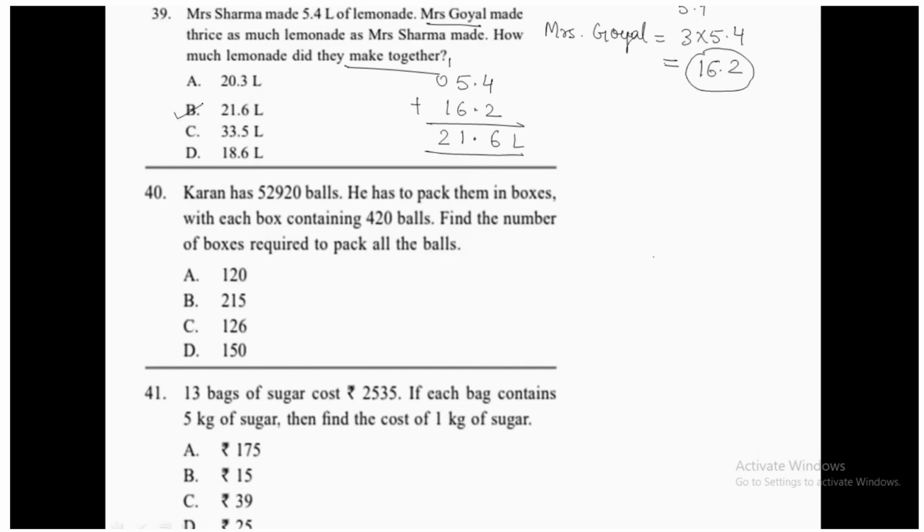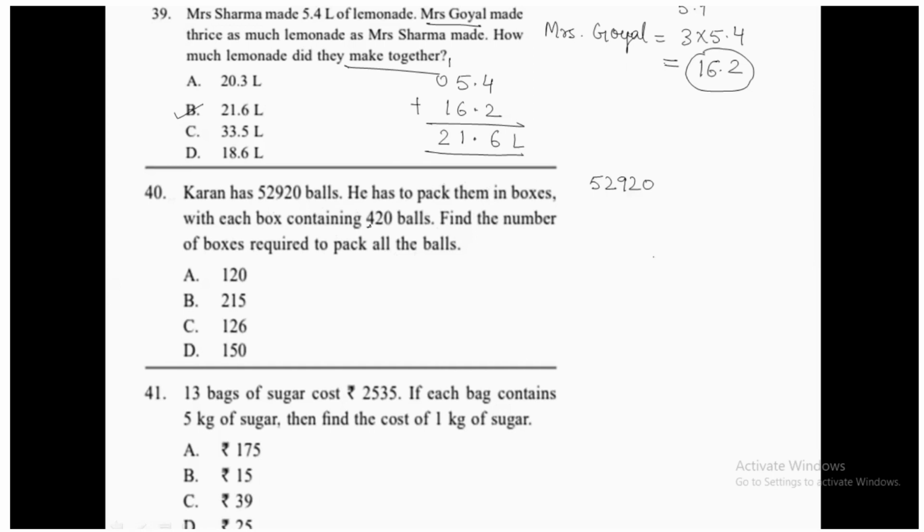Now let's move to question number 40, which says Karan has 52,920 balls. Now he has to pack them in boxes, with each box containing 420 balls. Now find the number of boxes required to pack all the balls. So how are we going to find it? Karan has a total of 52,920 balls, correct? Each box contains 420 balls, so we need to find the number of boxes.